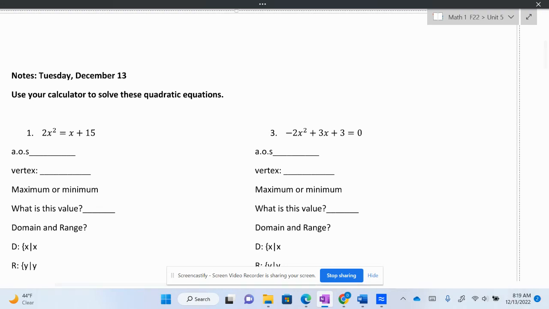Can we just subtract the x and the 15? Yes or no? So I'm actually going to write this as 2x squared minus x minus 15 equals 0. So I subtracted the x from both sides, and I subtracted the 15. Okay, because I don't want my leading coefficient to be negative.